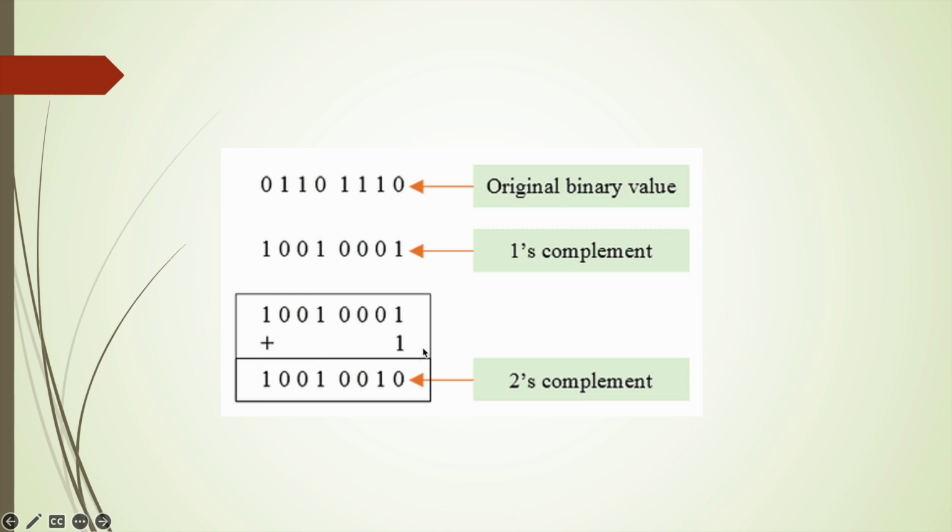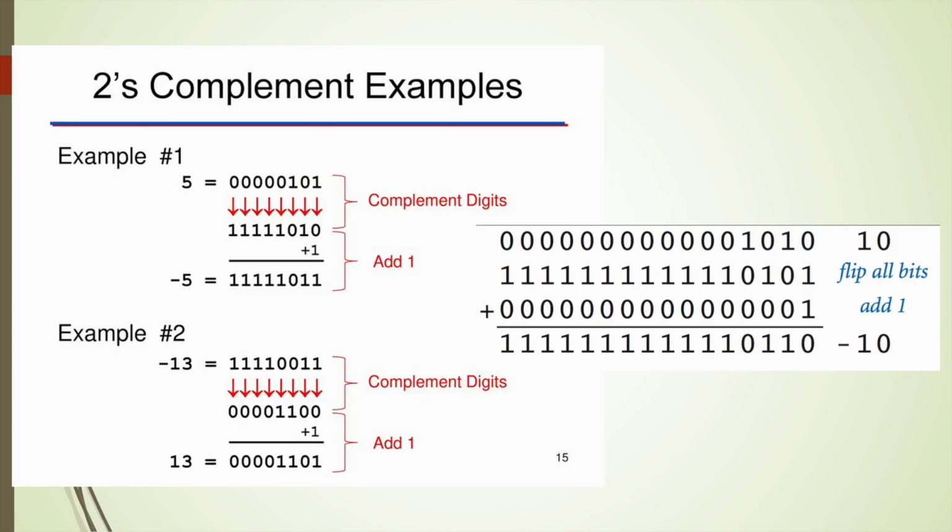So in the same way, if we are given a negative value, to calculate its positive value, we just 2's complement the negative value, and we will get the positive value again. So let's see more examples.